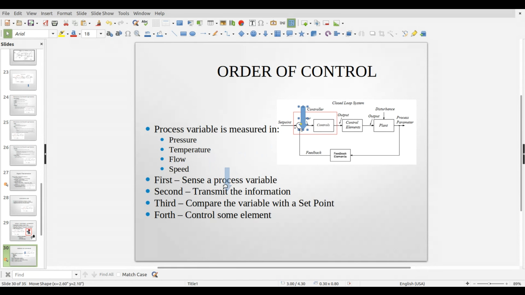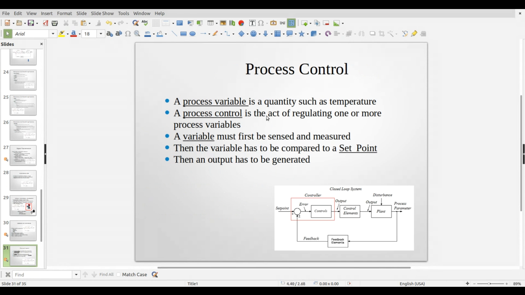All right, and then we'll compare the variable with the set point right here at the summing junction, and then we'll look at the error. We have the error right there, and then we're going to decide, what do we do now? How are we going to change our output based on our error? So that's kind of the way that we're going to do this.